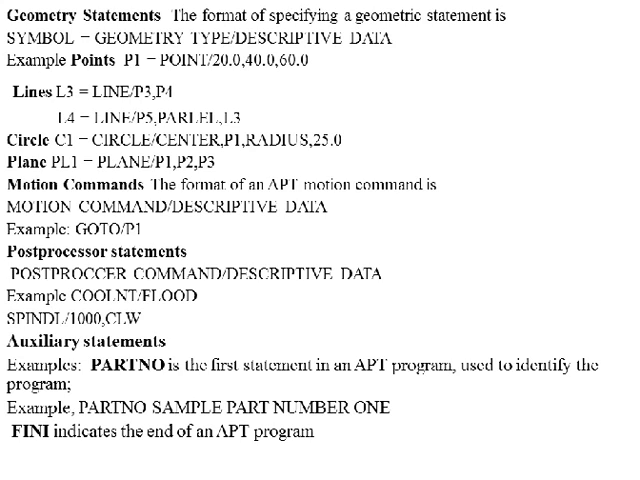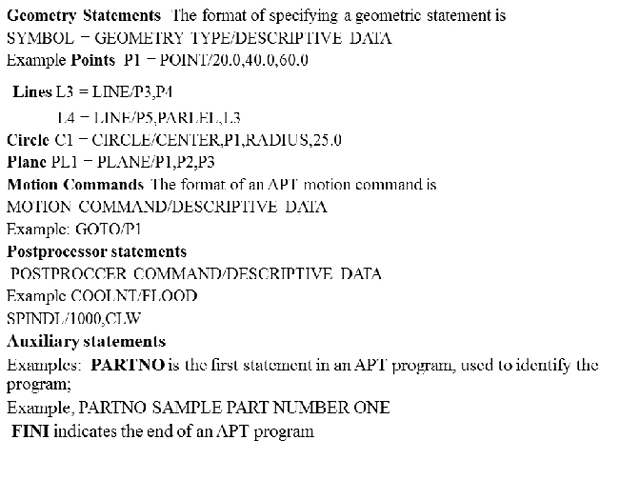So here is an example wherein one point has to be specified. P1 is equal to point slash the descriptive data, that means its distance in x, y and z direction. It is given here as 20, 40, 60.